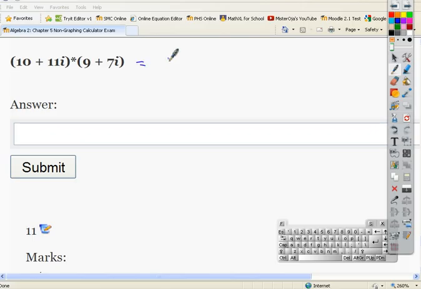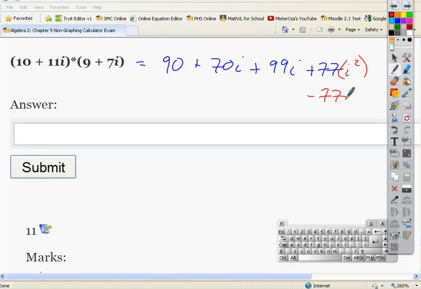What were we looking for here? Now, it shouldn't say complex coefficient. It should say the real part. I've got to change that. So we're looking for a. What's a going to be? It's going to be 90 minus 77. Good. 90 minus 77 is 13. Okay, let's try it.